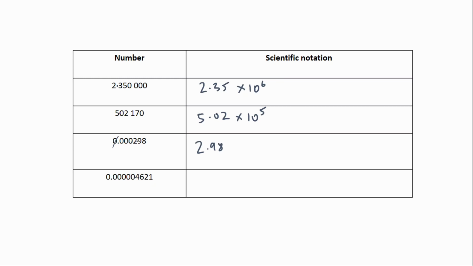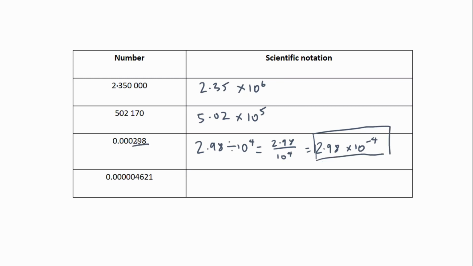So if I put on the calculator 2.98 divided by 10 to the power of 4, that should give me this again. But we never write scientific notation in division, so let's rewrite that. If you remember from negative indices, dividing by 10 to the power of 4 is the same as writing 2.98 times 10 to the power of negative 4. So this last part here would be our answer for the scientific notation for this particular number there.